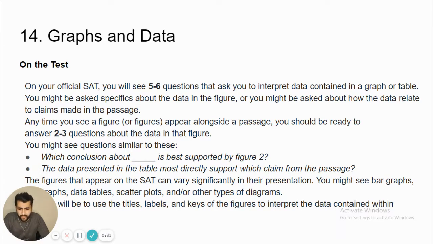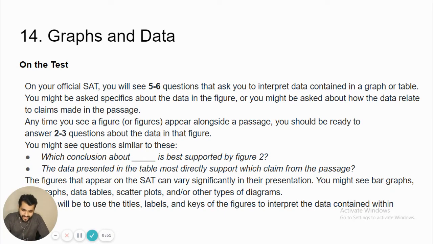Anytime you see a figure or figures appear alongside a passage, you should be ready to answer 2 to 3 questions about the data in that figure. You might see questions similar to these. Which conclusion about dash is best supported by figure 2? The data presented in the table most directly support which claim from the passage?